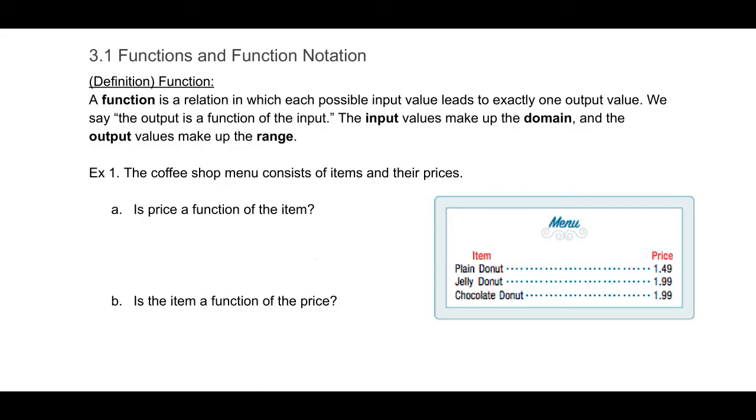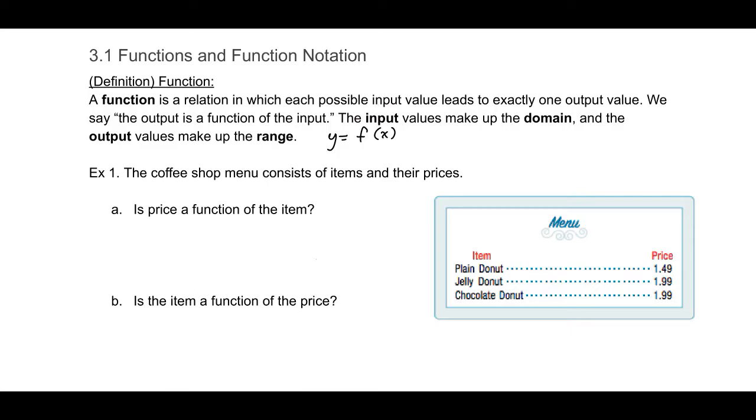Now this statement, the output is a function of the input, we often will write as y equals f of x to indicate that y values are our outputs and x values are our inputs. So the output is a function of our inputs. That's how these two are related.